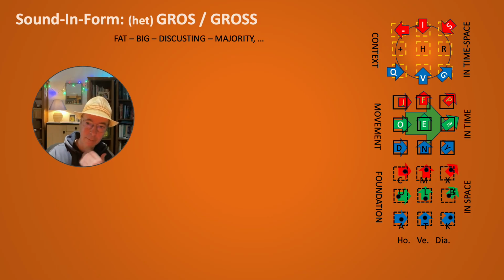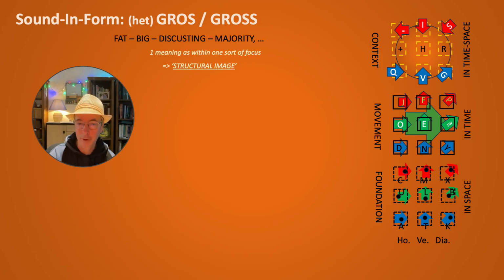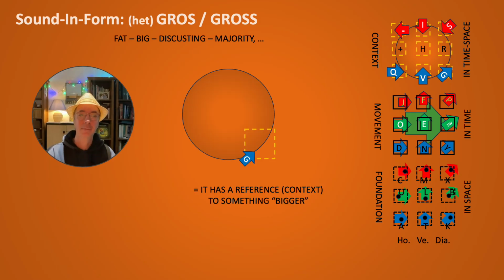But let's first take out the positions from my scheme and build up the word, so that we can also build up this structural image. Because when we have the word gros, gross, except for the emphasis, it all has one structural image which has one meaningfulness of focus. And that's what we will focus upon. And that will explain also all the meanings that we derive from it.